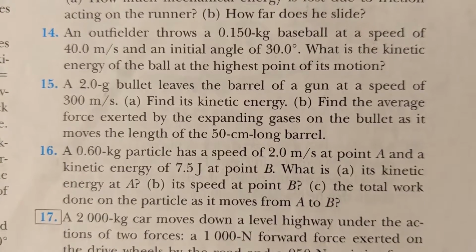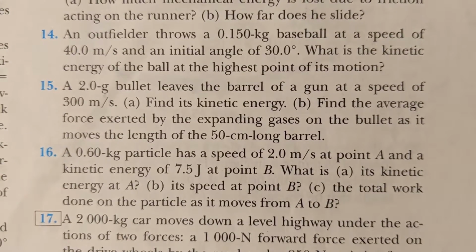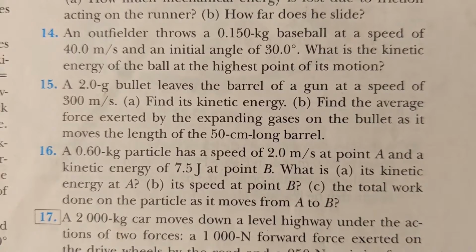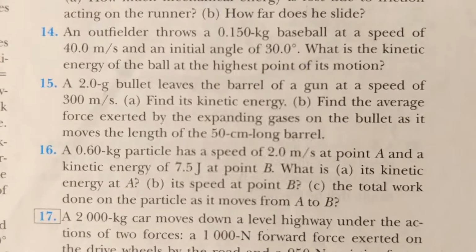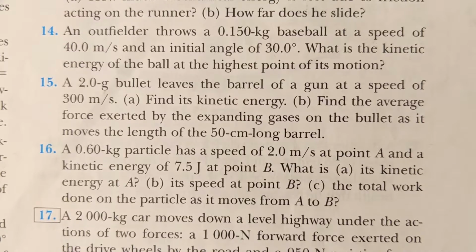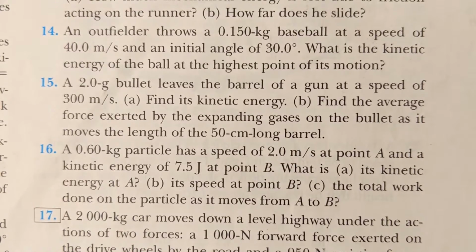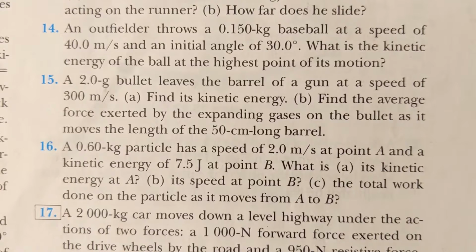So today I'm going to be doing number 15. A 2-gram bullet leaves the barrel of a gun at a speed of 300 meters per second. We're going to find its kinetic energy, and we're going to find the average force exerted by the expanding gases on the bullet as it moves the length of the 50 centimeter long barrel.